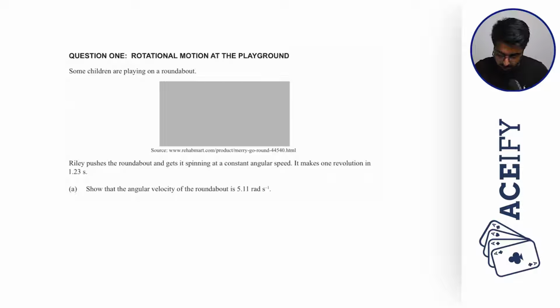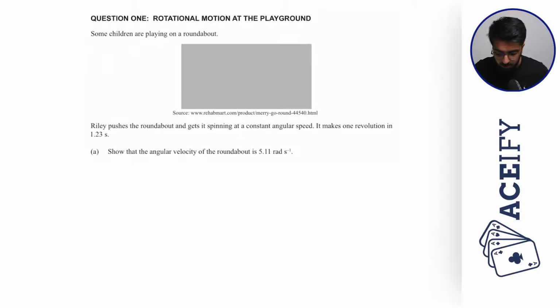Alright, so some children are playing on a roundabout. Riley pushes the roundabout and gets it spinning at a constant angular velocity. It makes one revolution every 1.23 seconds. Show that the angular velocity of the roundabout is 5.11 radians per second.